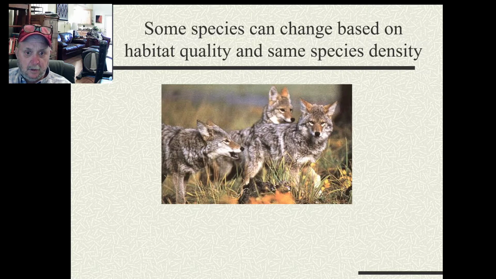Coyotes, for example, can be more R-selected in areas where they're harvested or die frequently. They can have up to 10 pups per litter. In areas where the population is pretty stable, they may only have 3 or 4 pups per litter.